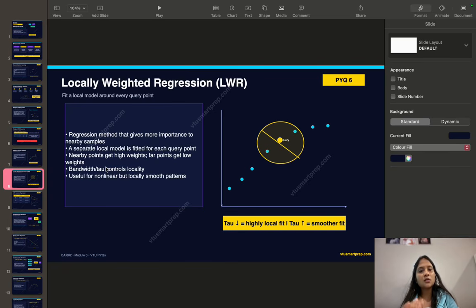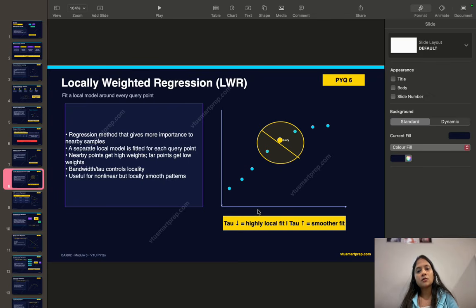From here it starts with regression concepts. It is a regression method that gives more importance to the nearby samples, and a separate local model is fitted for each query point. Nearby points get the highest weights and far points get low weights. Bandwidth controls the locality, and it is useful for non-linear but locally smooth patterns.